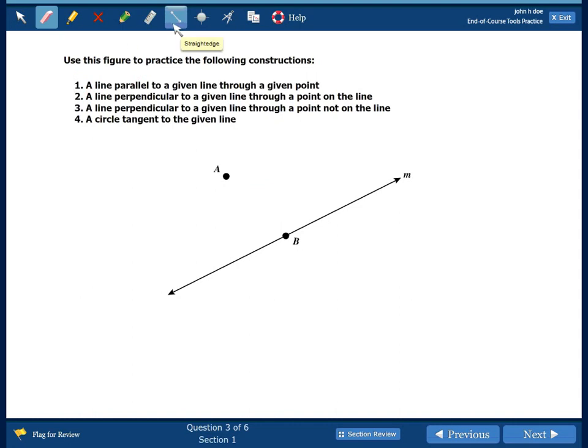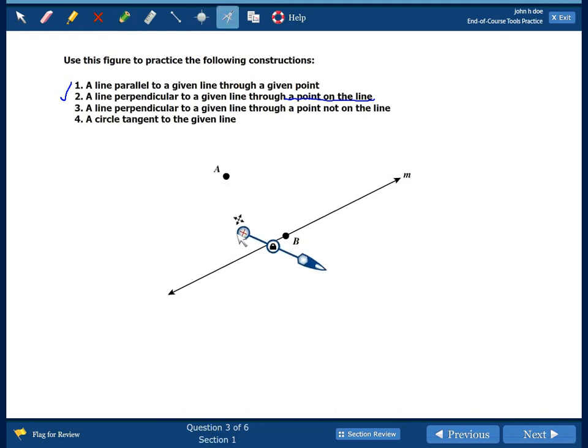And we're going to go on to the second one, which is a line perpendicular to a given line through a point on the line. So the point that's on the line is point B. So I'm going to make a perpendicular line that goes through point B. In the last example where we made parallel lines, point B was not used. In this one where we're going to make perpendicular through point B, point A is completely irrelevant.